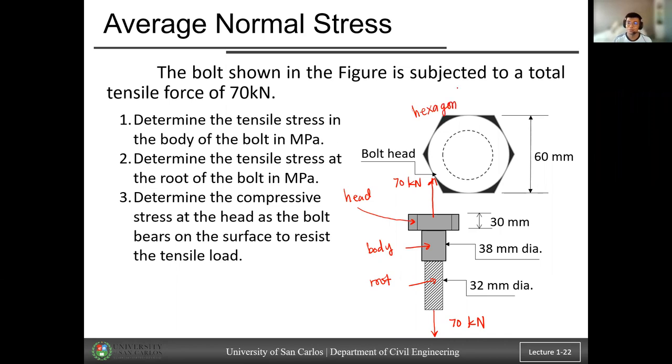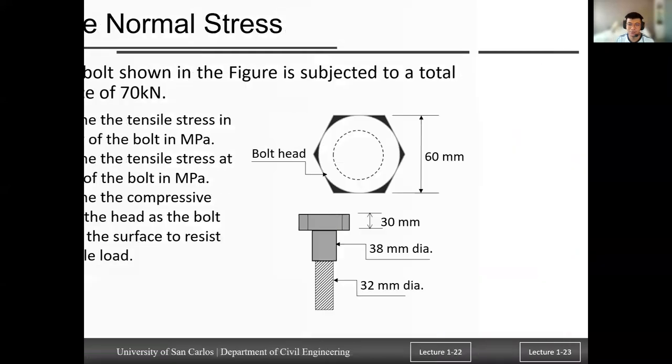Again, as I mentioned earlier, since we will be dealing with areas, you should know how to solve for the area of a hexagon. The body of the bolt and the root of the bolt are pretty simple because they are all circles. Their cross-sectional area, as seen above, let's say this is the root and this is the body, they are all circles. But for the head, it's a hexagon. So now let's think about how to solve the area of a hexagon, because we need to solve number 3. Let's try to solve it here.